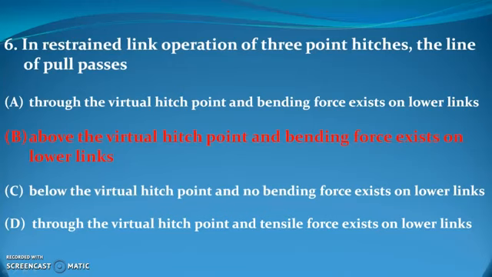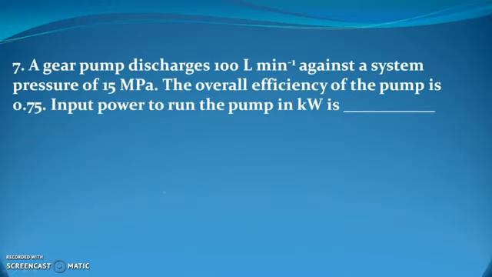So next is the last question from the multiple choice or small questions. That is, a gear pump discharges 100 liter per minute against a system pressure of 15 megapascal. The overall efficiency of the pump is 0.75. Input power to run the pump in kilowatt will be how much? It's a straightforward question. So it's a very simple one. Let us just calculate quickly.